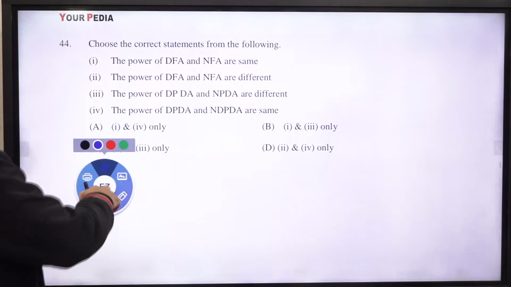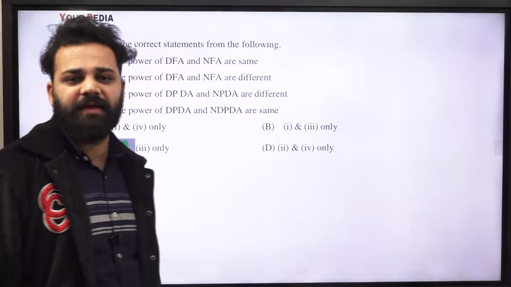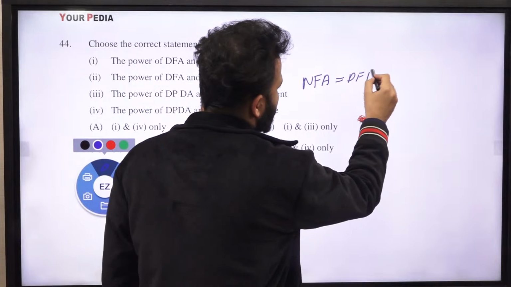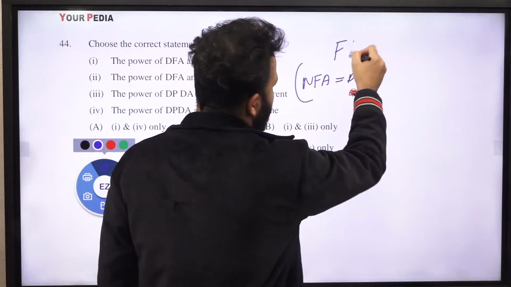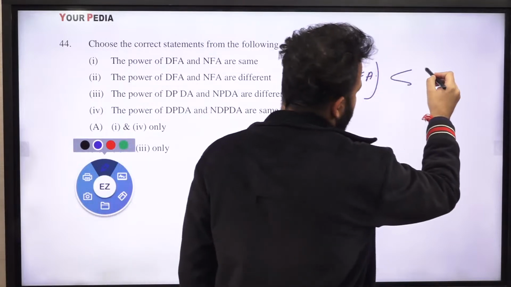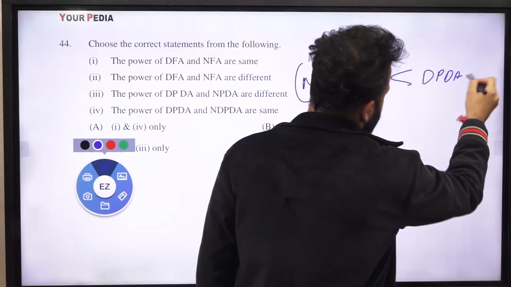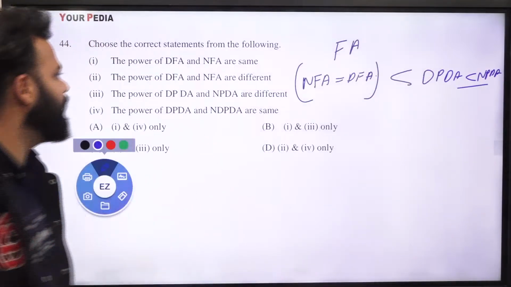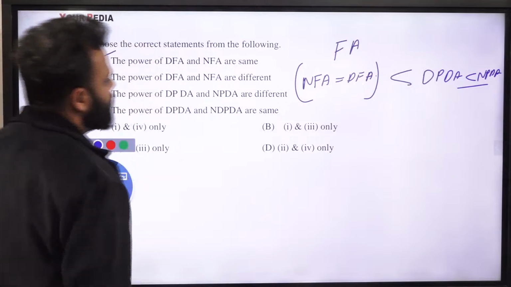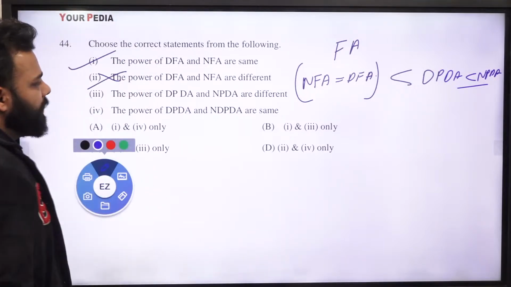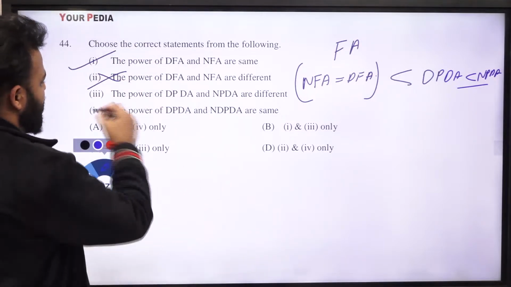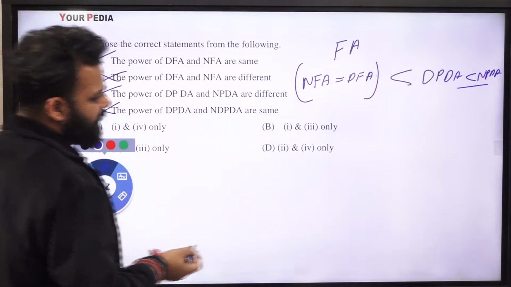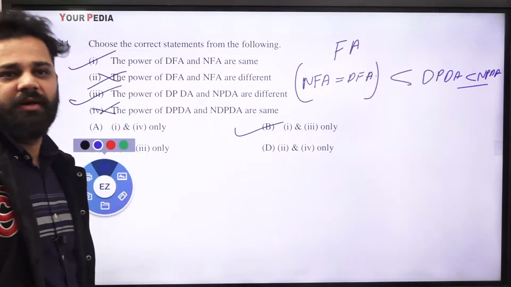Next is choose the correct statements. So we are comparing the powers. We know NFA and DFA have equal power, which is part of finite automata. Greater than that, we have DPDA, and greater than that, we have NPDA. So the options are: power of DFA and NFA are the same? Yes. Power of NFA and DFA different? No. Power of DPDA and NPDA are different? No. Power of DPDA and NPDA are the same? No. So first and third are correct. So the correct option will be option B.